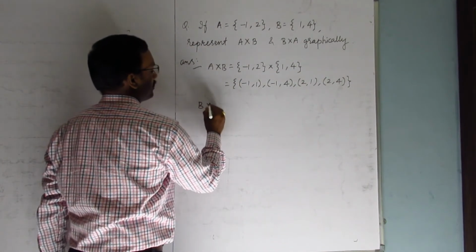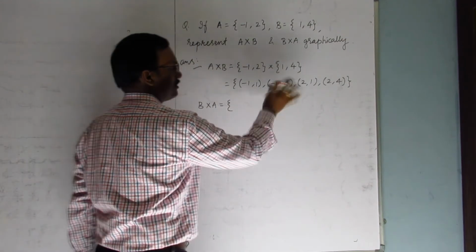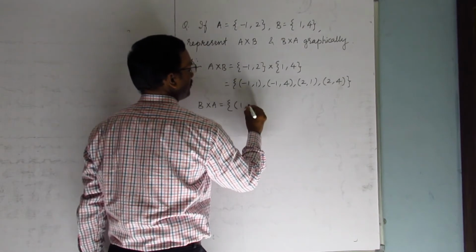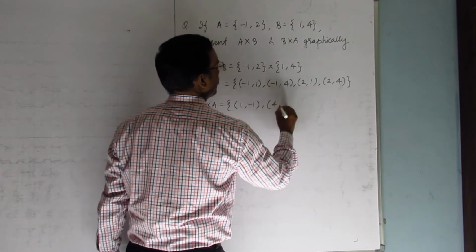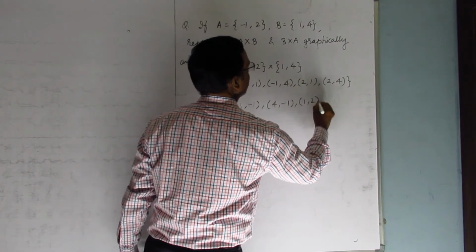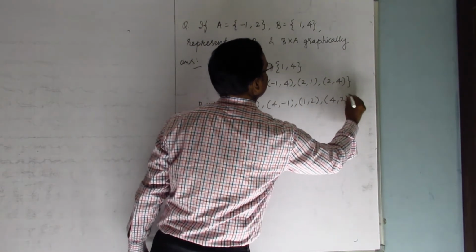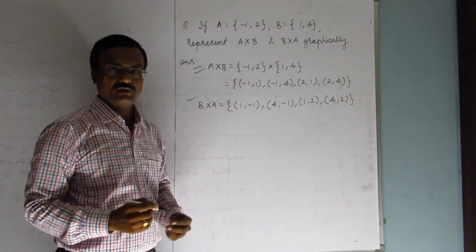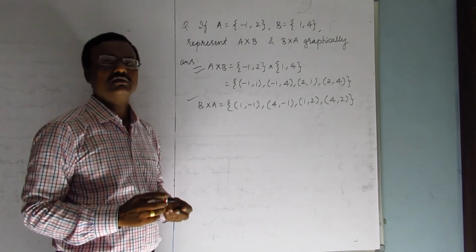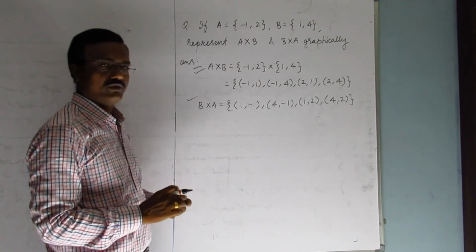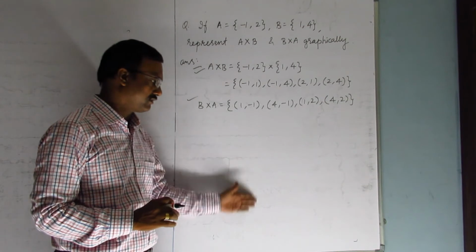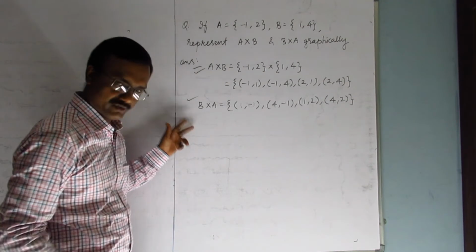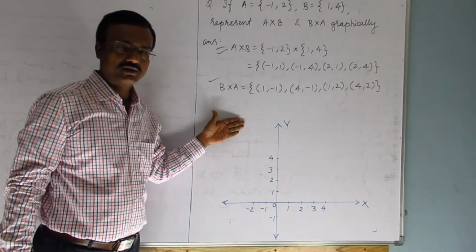Similarly, B cross A we can simply obtain by reversing the elements in A cross B. So that will be (1, -1), (4, -1), (1, 2) and (4, 2). Okay. So these are the mathematical representations of A cross B and B cross A. Let us see the graphical representation of these two sets. For that we need to draw the coordinate axes, x-axis and y-axis. So let us draw this first here. So this is the two-dimensional coordinate plane.